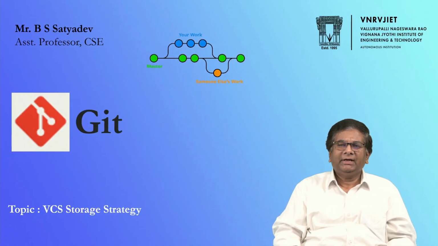I am Satyadev. In the last presentation, I talked about various version control systems: local version control system and central version control system, and also talked about their problems. Then I discussed the distributed version control system, and I told that Git is a distributed version control system.